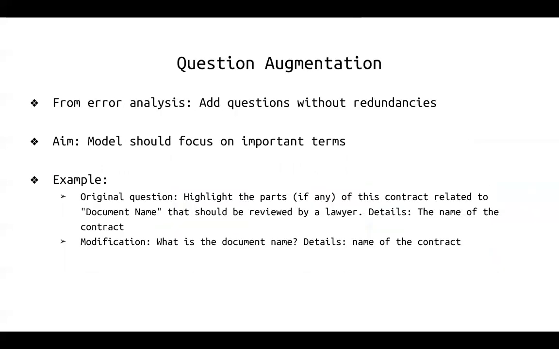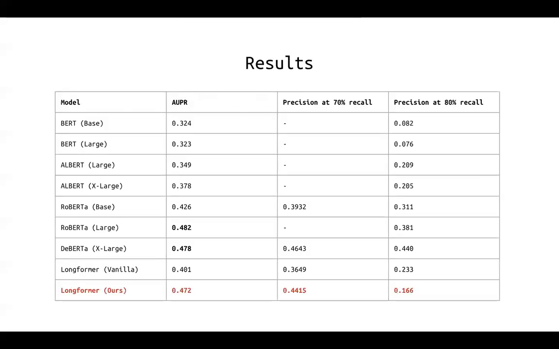The second innovation in our solution is the question augmentation. This normal data augmentation technique yielded really good results. And what we did was we just removed the redundant portions so that the model learns to focus on the important terms. We added these modifications as a part of the data set to increase our data set as well.